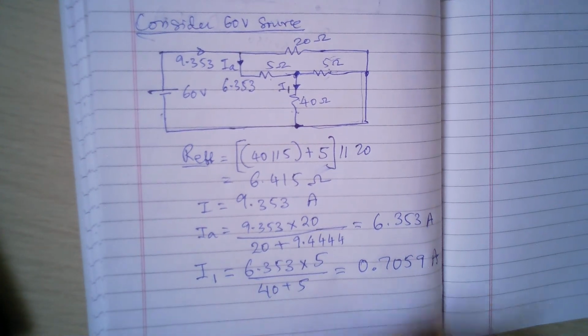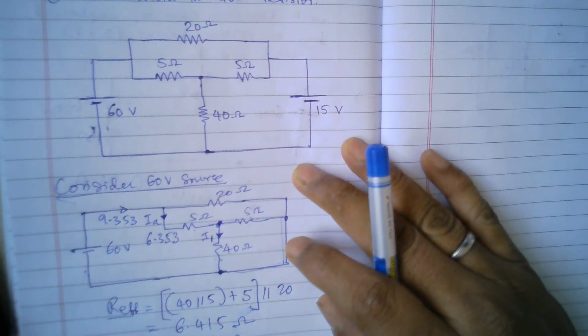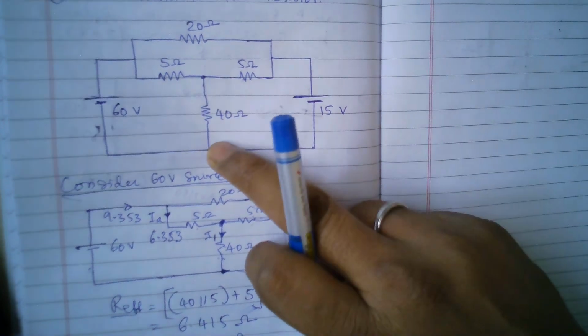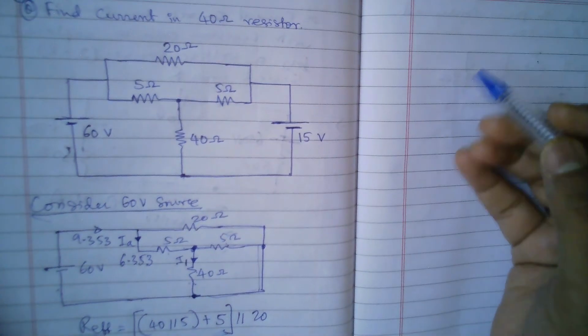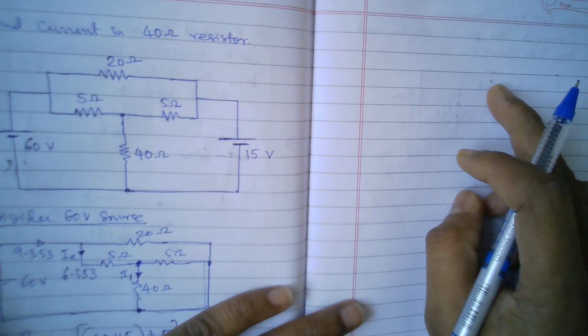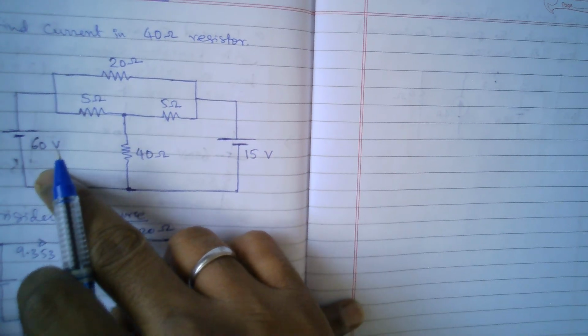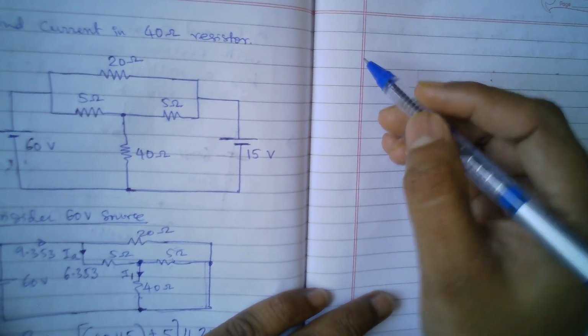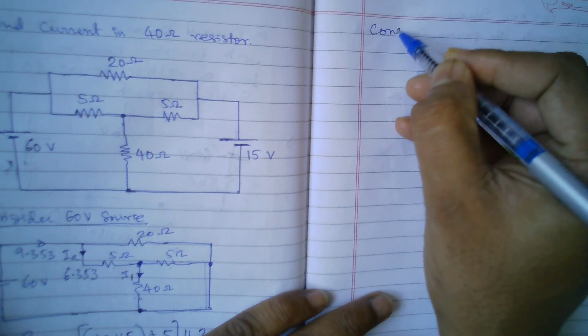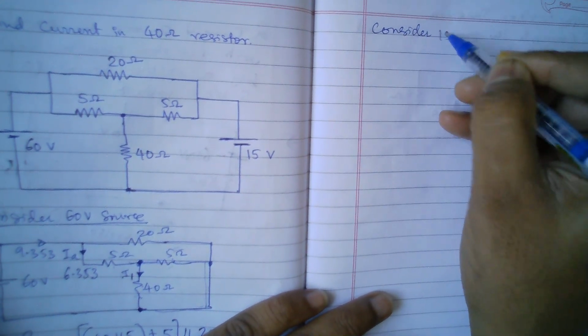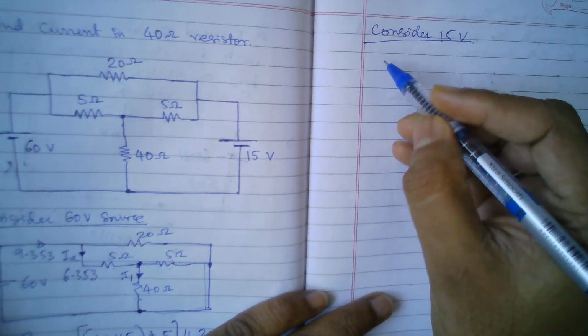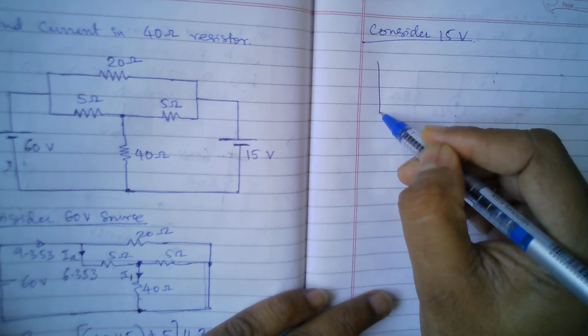So now let us continue, take the other source and then we calculate the current in 40 ohms because of the other source. Let me once again redraw the circuit. Now the 60 ohms will become short circuit, so the circuit becomes like this. Consider the 15 volts source. Here it will be like short circuit.